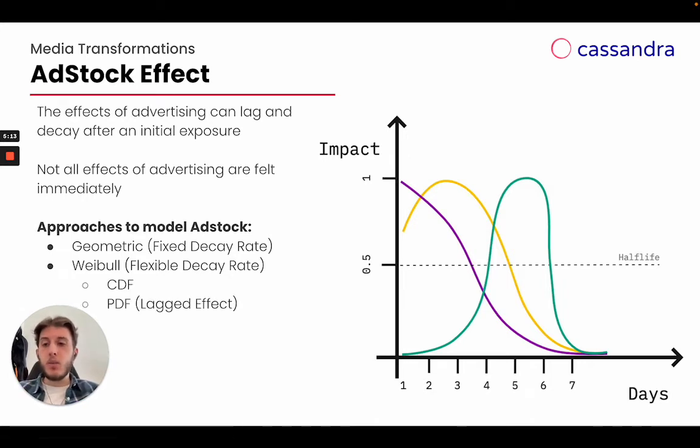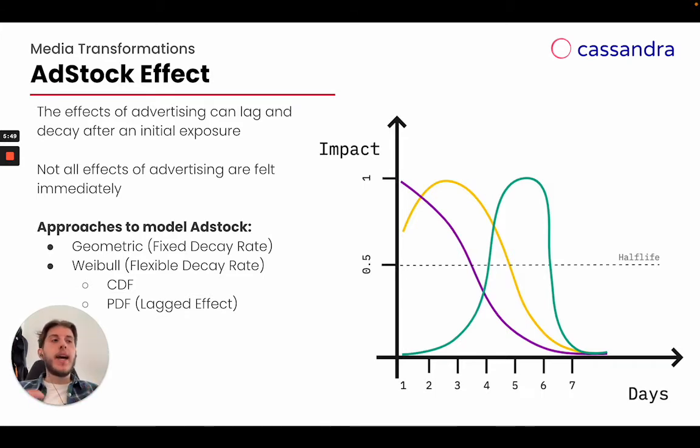And specifically, Weibull can be split into 2 subcategories, which are CDF and PDF. And the main difference here is that lines like the yellow one or the green one here can only be created with Weibull PDF because it handles the lagged effect. So it doesn't necessarily say that 100% of your impact must be on day one, whereas with geometric and Weibull CDF, you must start from 100% on day one and then slow down.